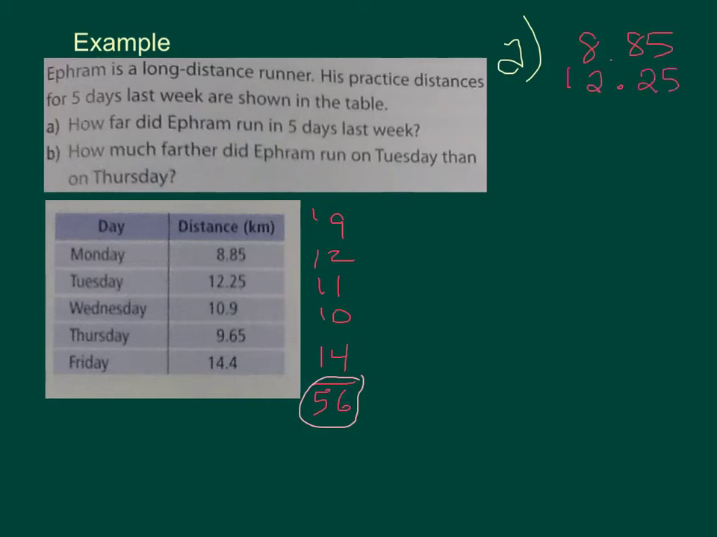So now my decimals are lined up and all of my other numbers are lined up. And all numbers in the same place value are lined up. And then I see 10.9, so I know my decimal is going to need to go there. So I'm going to go 10.9. 9.65, I know my decimal needs to go there, 9.65. And then 14.4, I know my decimal needs to go there, and then 14.